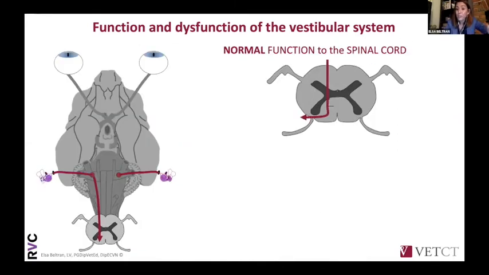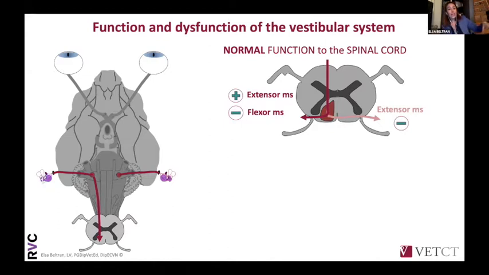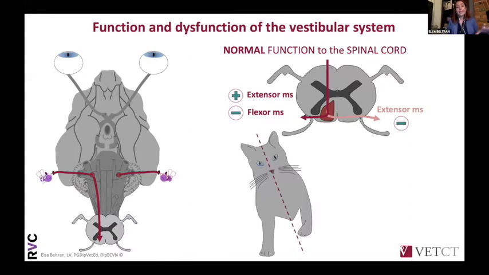So when we send that information towards the spinal cord, what is the normal function that the vestibular system does? What it does is contract your extensors and inhibit your flexors. So when we are leaning towards that side, it's going to contract your extensors, inhibit your flexors, and contralaterally, you inhibit your extensors. So this is why the cat or the dog that is leaning is always going to give contraction of the extensors and inhibit the flexors. And that's the normal function.